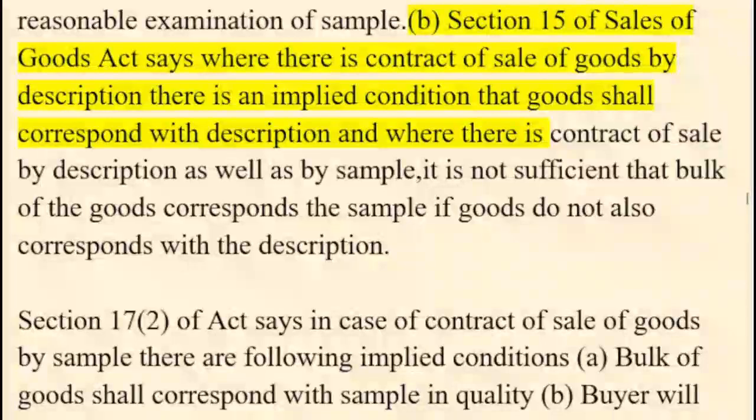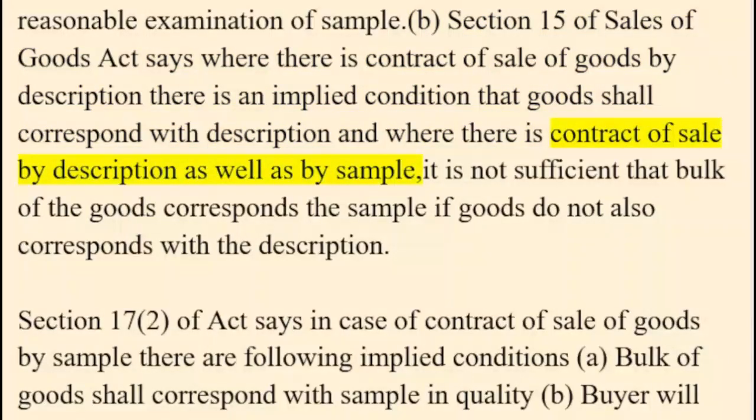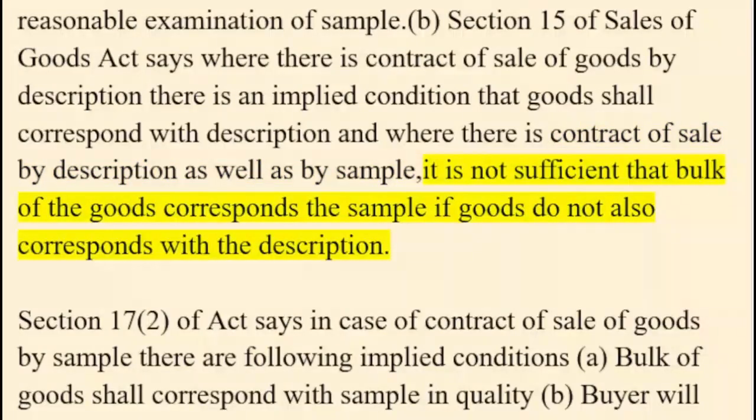B. Section 15 of the Sale of Goods Act says where there is a contract of sale of goods by description, there is an implied condition that the goods shall correspond with the description, and where there is a contract of sale by description as well as by sample, it is not sufficient that the bulk of the goods corresponds with the sample if the goods do not also correspond with the description.